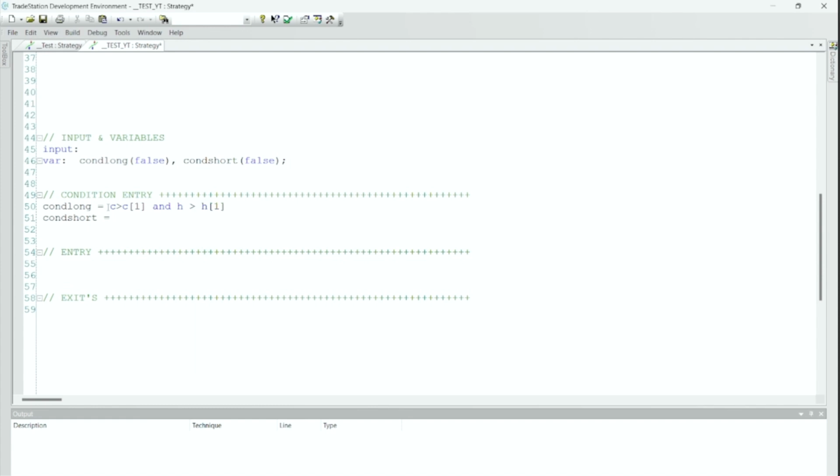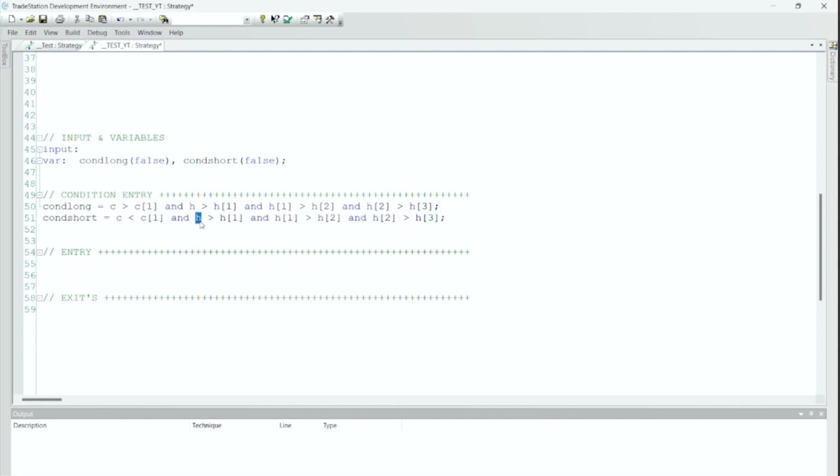Let's declare our variables and start writing the setups. The long part will be directional with the close greater than the close of the previous bar, and we will have 3 highs. The short part will mirror the long, so close smaller than the close of the previous bar, and 3 consecutive lows. We will then move on to entry.